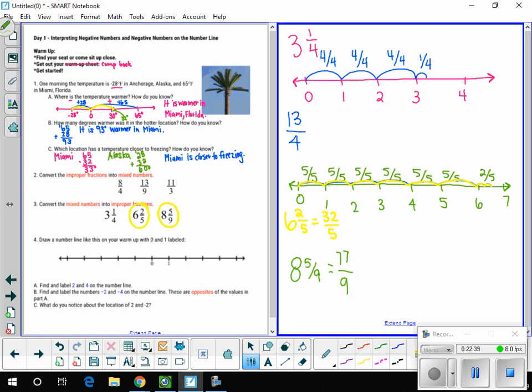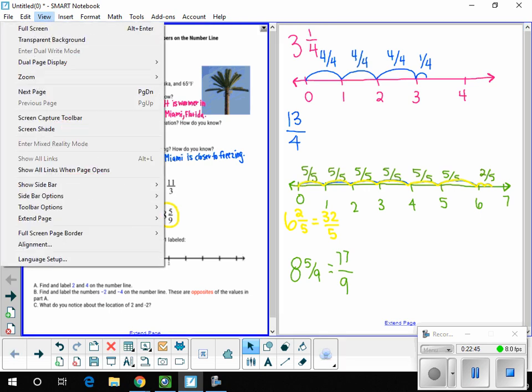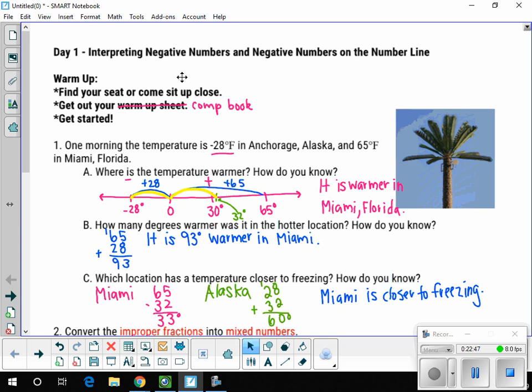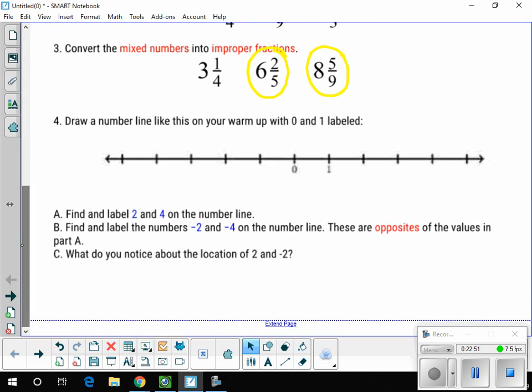Nice job. Okay, crew, we have one more. Your notes are beautiful. You're going to be so excited when you go home and you can look back at your notes. So we're going to look at one more. And there's an important vocabulary word that I want you to see here. So I want you to draw a number line like this. Okay? And I want you to find 4 numbers for me. I want you to find 2, 4, -2, and -4.